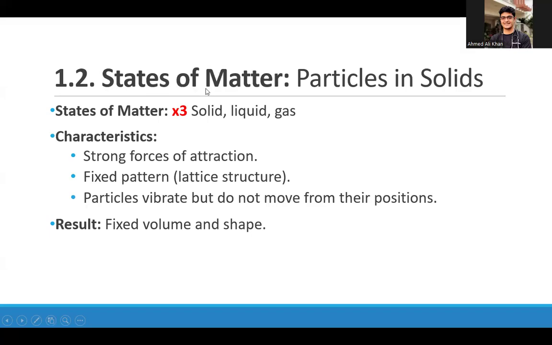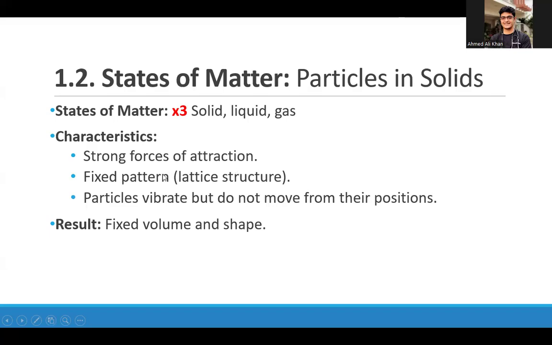So states of matter. तो there are three states of matter: solid, liquid and gas. Right. First of all, let's talk about particles in solids. Right. What is the behavior of particles in the solid state of matter?